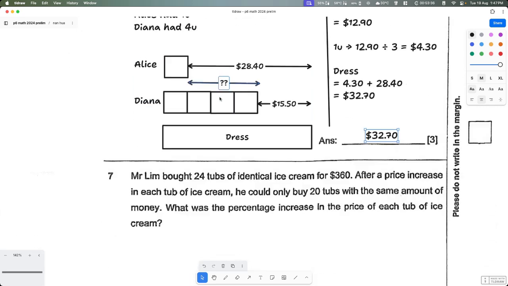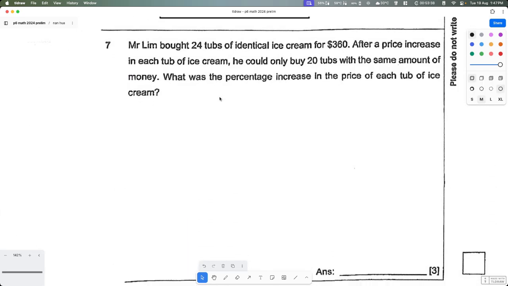Question number 7. Okay, so Mr. Lim bought 24 tubs of identical ice cream for $360. After a price increase in each tub of ice cream, he could only buy 20 tubs with the same amount of money. What was the percentage increase in the price of each tub of ice cream? Okay, first we want to know how much is one identical ice cream, one tub of ice cream.